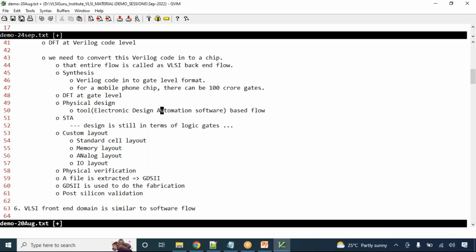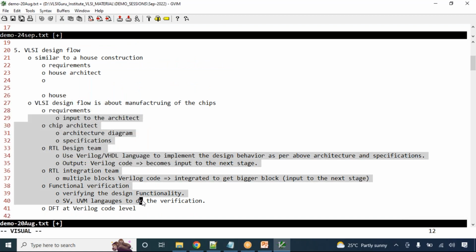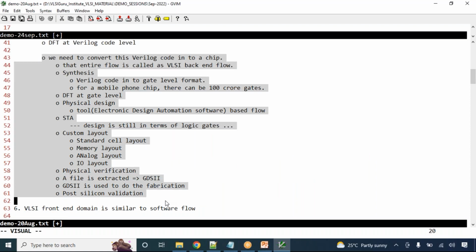If you find you're okay with a programming kind of domain, then you can go for the front-end domain. If you feel you're not so good at programming and have never done programming, then you can probably think of the backend domain.